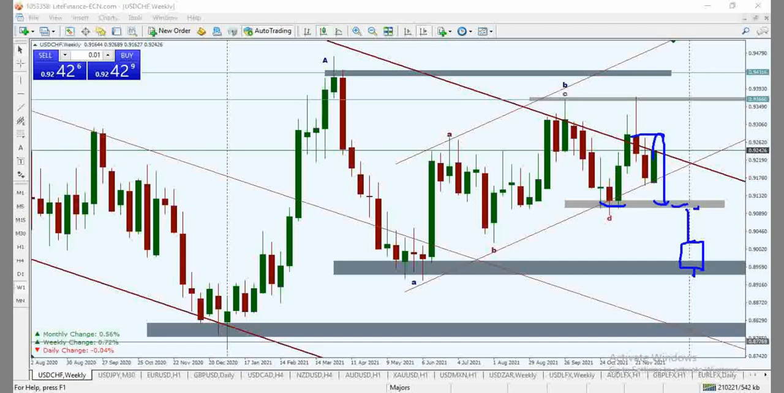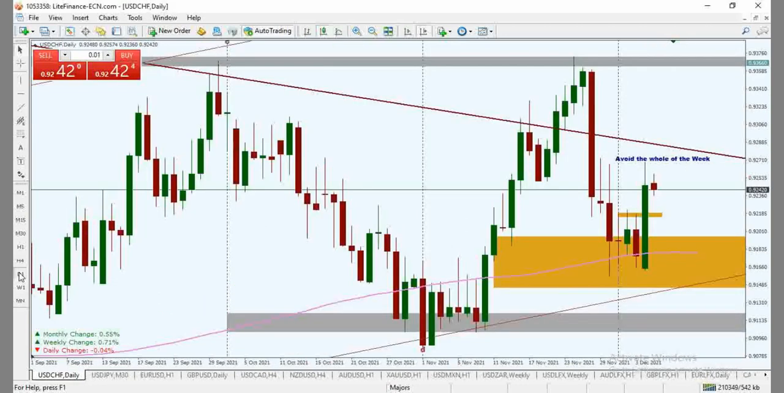On the daily time frame, this also looks just as cool as this. And we've seen this huge candle on Monday. That could be as a result of maybe, just maybe, USD strength, or maybe CHF weakness, and that would have been massive.